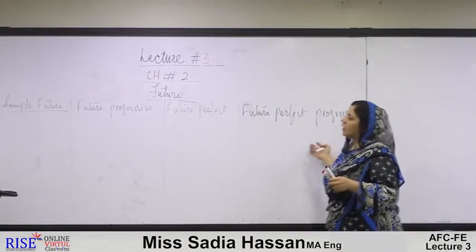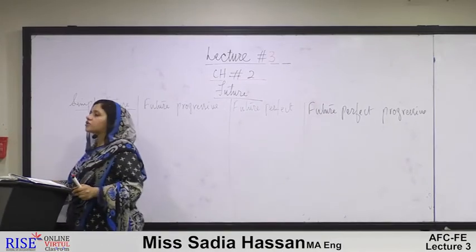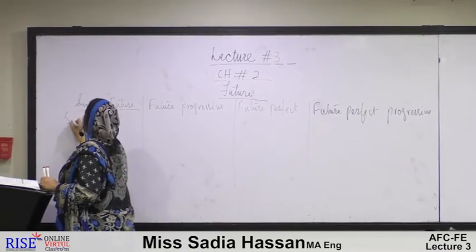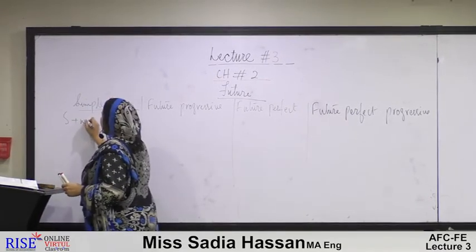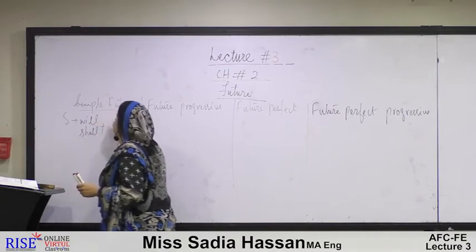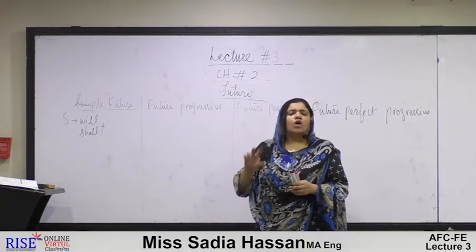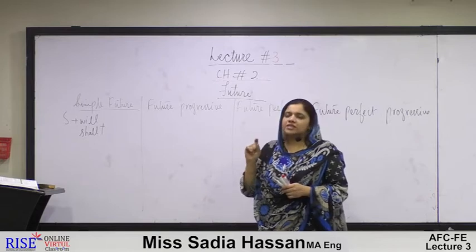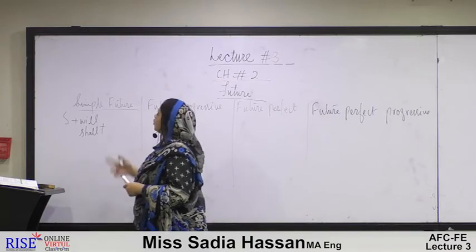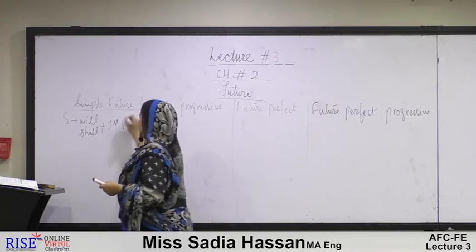Now, as this was all with their definitions, we are going to see how they are constructed as far as their structure is concerned. Simple future: subject plus, here I'll be using will and shall as a modal verb. Specific to will and shall, all the modal verbs always use the first form of the verb whenever they are used in a sentence. So will and shall plus first verb form and then object.